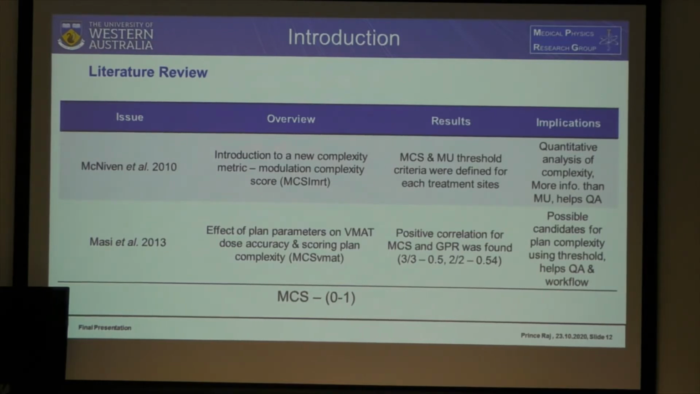However, for our project, we changed the complexity from 1 to 0, because it will be more applicable, with 0 being the least complex and 1 being the most complex. They also found a positive correlation between modulation complexity and the gamma pass rate. As we can see, it's a significant moderate correlation, 0.5 and 0.54 for 3%/3 mm and 2%/2 mm. They also suggested that it's a possible candidate for a complexity metric in those treatments, and that it also helps QA and workflow.